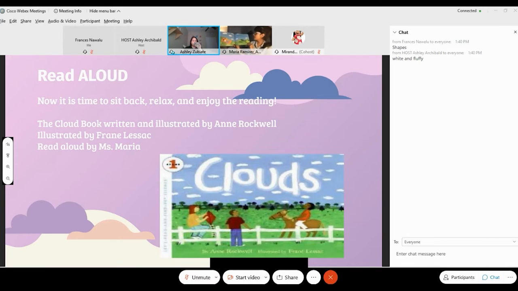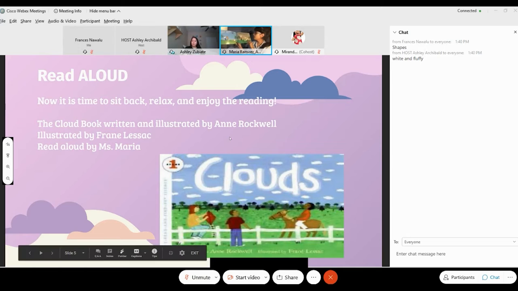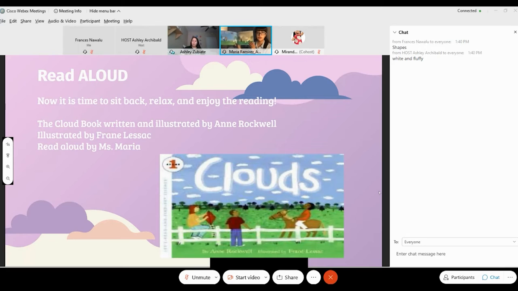Look up at the sky. Do you see white or gray shapes moving across it? Those are clouds. Most clouds are too far away to feel. You can only look at them. But there is one kind of cloud you can feel standing on the ground. That is fog. It's the lowest kind of cloud.